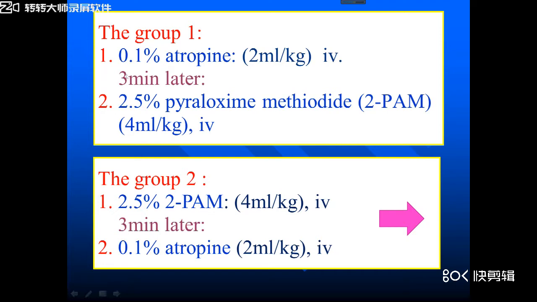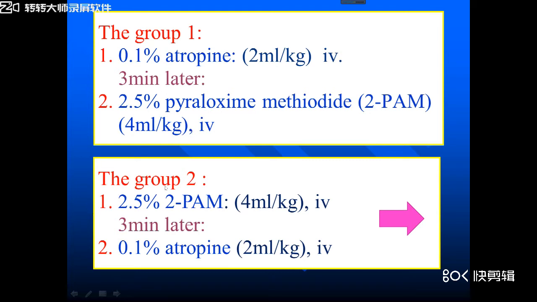One is atropine, the other one is pralidoxime chloride. And we can divide into 2 groups. In the first group, you give 0.1% atropine, and for each kilogram we give 2 milliliters of atropine. So our rabbit is 2 kilograms, and we give 4 milliliters of atropine by intravenous injection. Wait 3 minutes, and then you give 2.5% pralidoxime chloride. Each kilogram we give 4 milliliters, which means we will give 8 milliliters of pralidoxime chloride, also by intravenous injection.